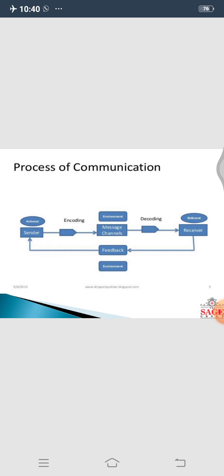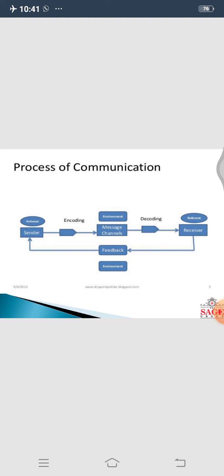Now we'll discuss the process. Basically, there are two players in communication, the sender and the receiver. But a lot of other things also happen between the sender and receiver. First, as we discussed, there is a referent that actually initiates the communication. So the sender thinks about giving a message to the receiver.